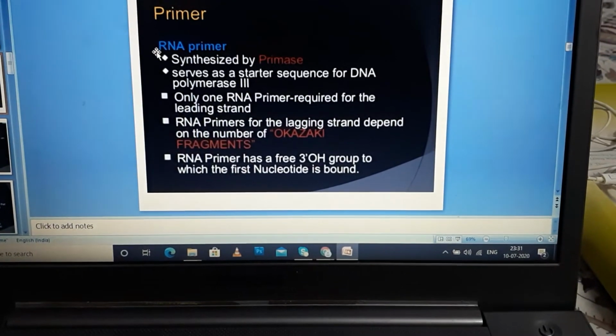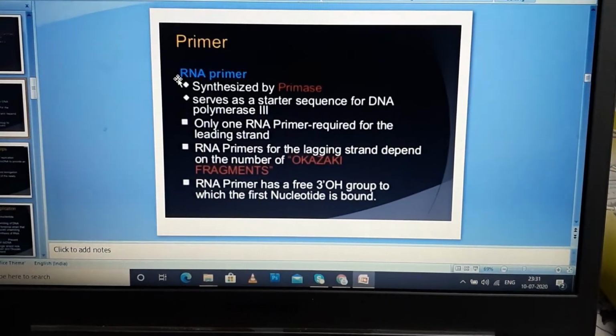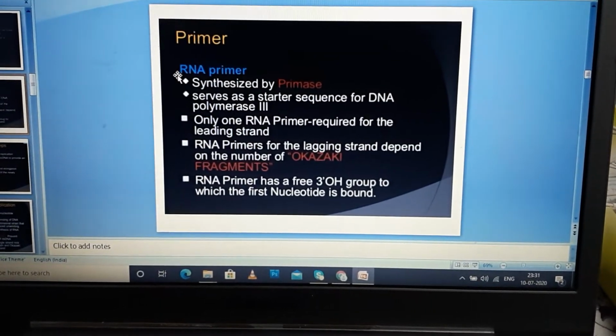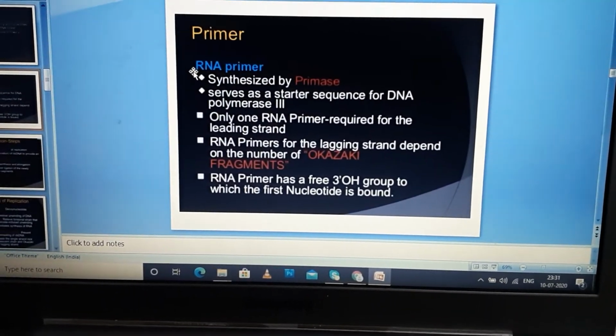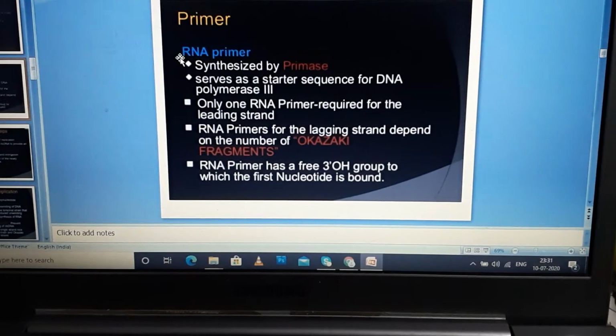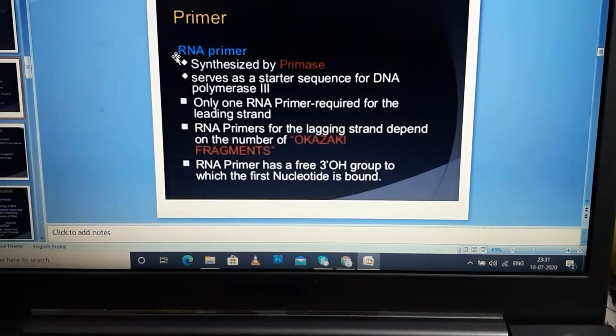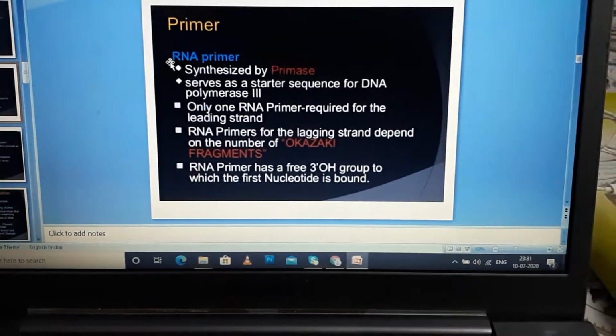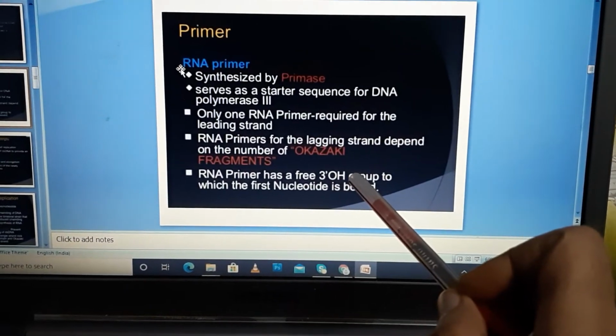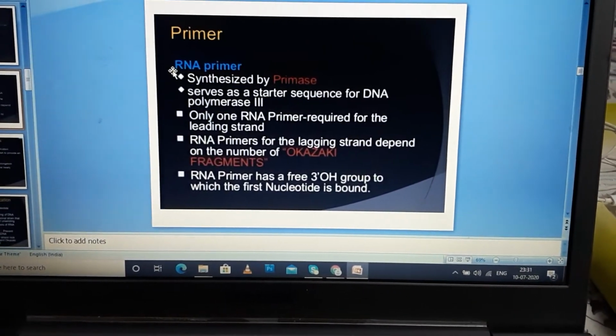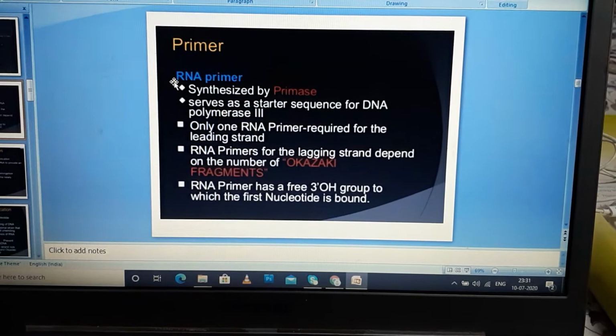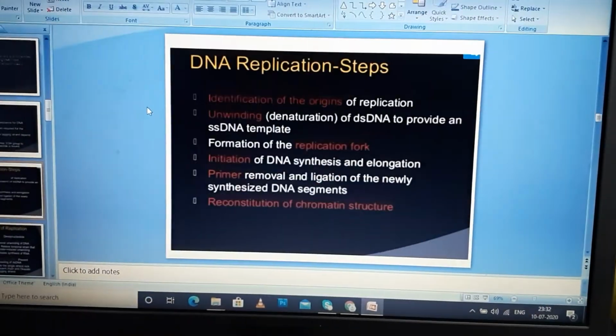Why do we need an RNA primer? RNA primer is needed because it has a free 3-OH group, to which the first nucleotide is bound. We have already studied the 3-OH group, through which the phosphodiester linkage occurs.